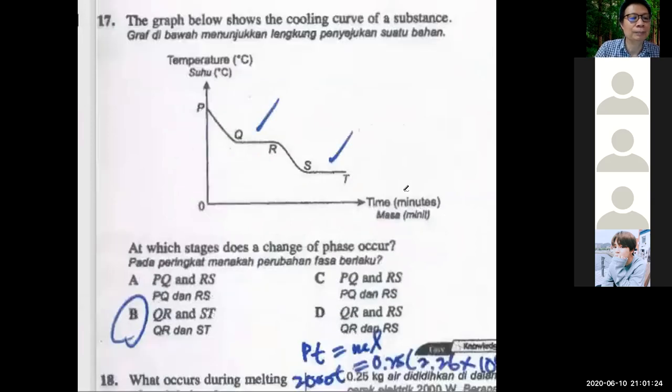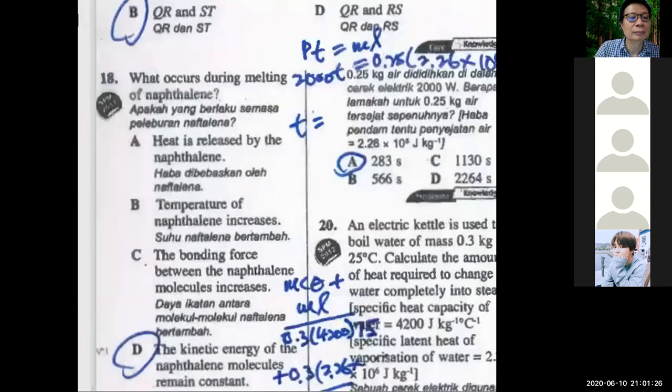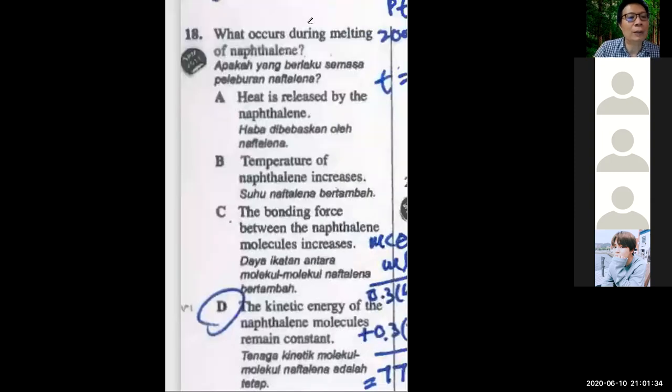All right, 18. Okay, 18 is not calculation, just theory only. What occurs during melting of naphthalene? When the naphthalene melts, what happens? So the answer is D, kinetic energy of naphthalene remains constant. Okay, why is the answer D? Why during the melting process of naphthalene does the kinetic energy remain constant?